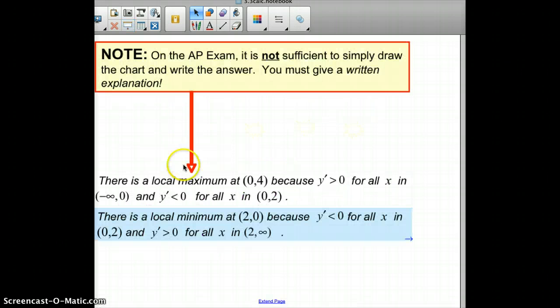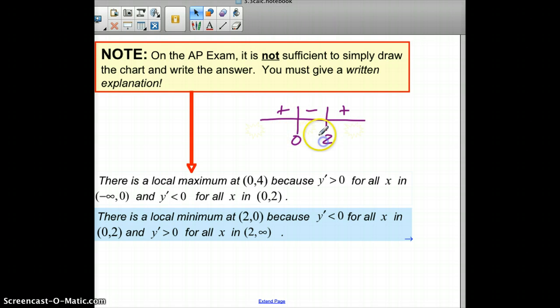On the AP test, it is not sufficient to draw the chart, like the number line. You can't just write this, and then you can't do that. That's not good enough. You have to have a written answer, like there's a local maximum, or the function is increasing at, or increasing between 0 and 4, or increasing or decreasing between. You have to write complete sentences.